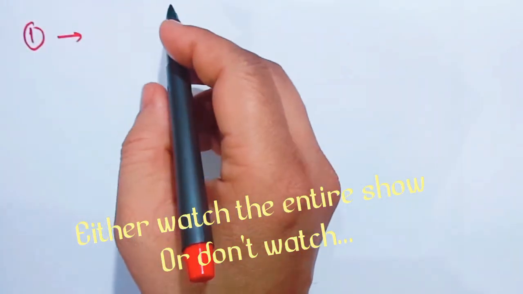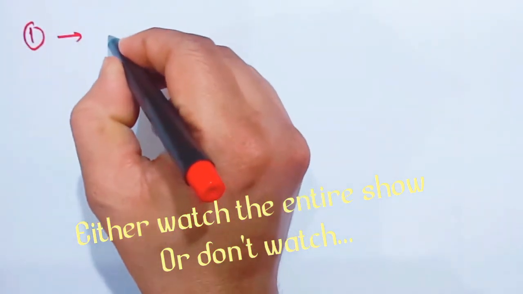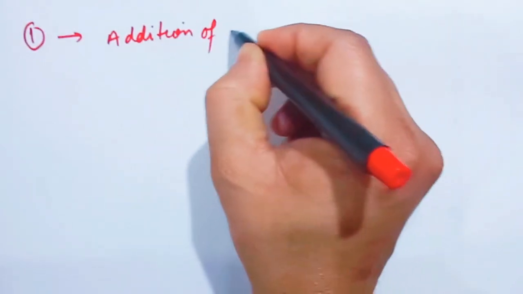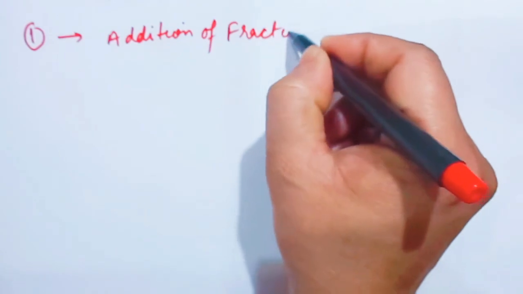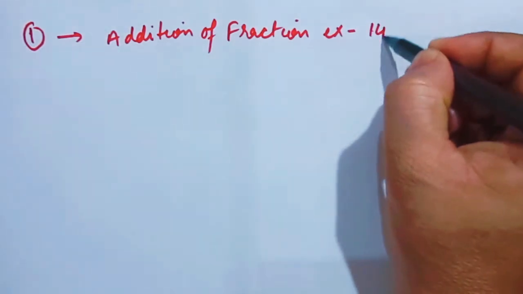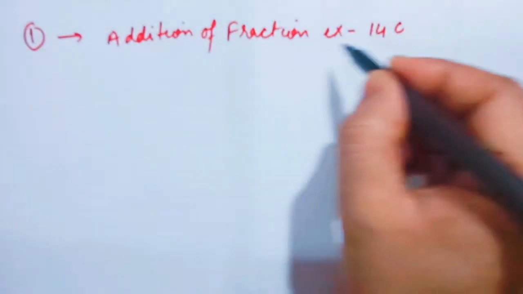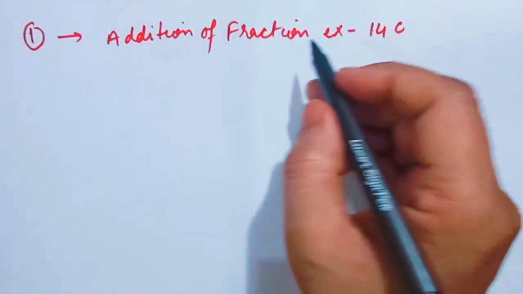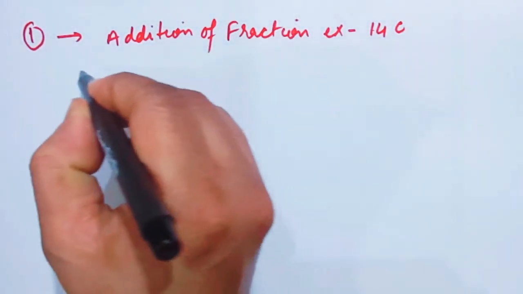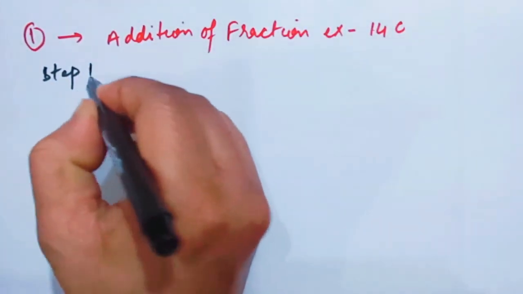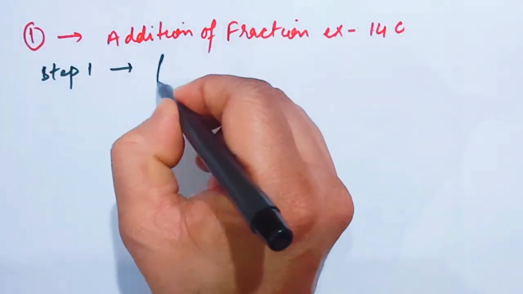So do not worry. Today we shall learn about addition of fractions, that is exercise 14C. In addition of fractions, as I had told you, we have only 3 steps. In fact, you can say only 2 steps are there. Just learn these 2 magic words. Step number 1 says find LCM.